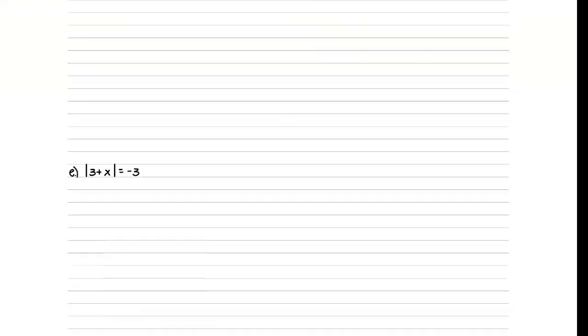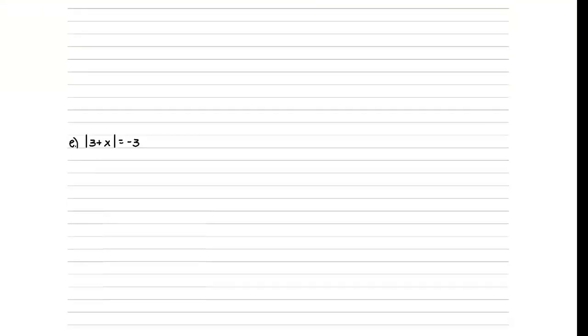For E, we have the absolute value of 3 plus x is equal to negative 3. My absolute value is by itself. However, it's set equal to a negative number. Now, the absolute value can never equal a negative number, so my answer is automatically no solution.